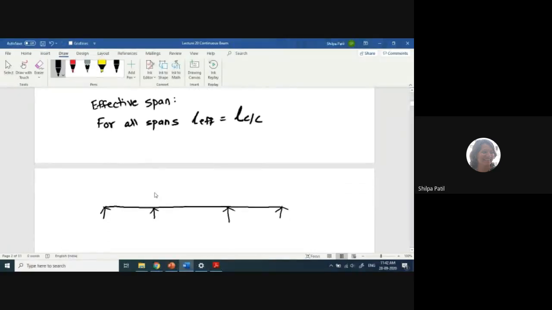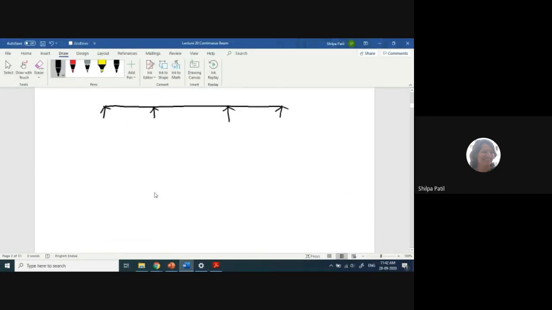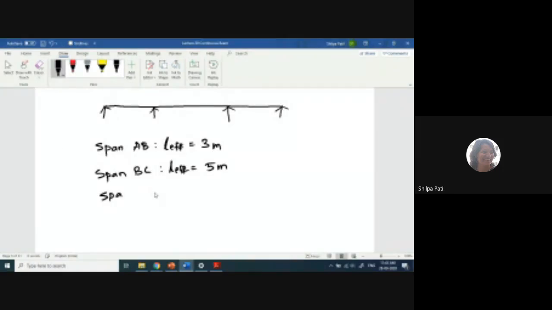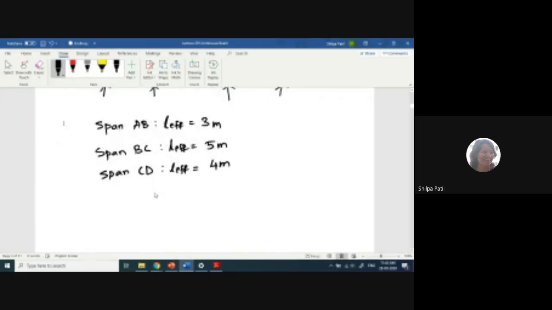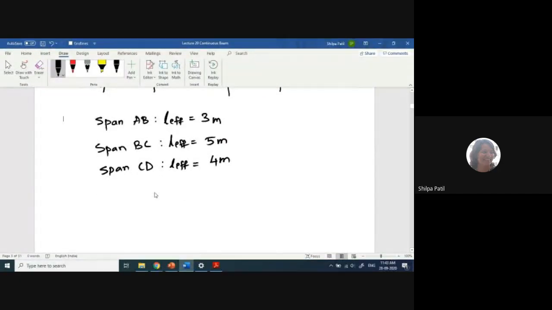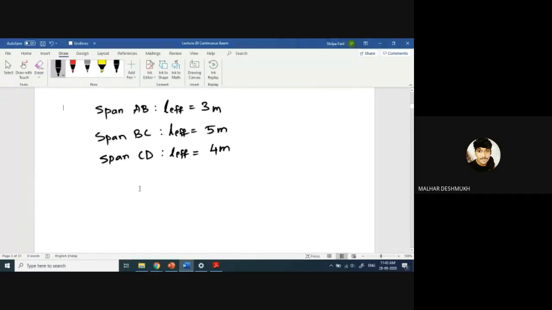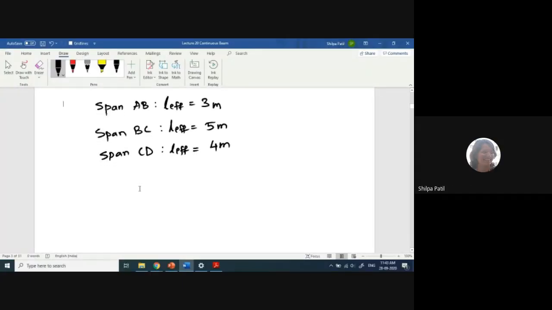Okay, so I will write down here: for span AB, L effective is 3 meters. For span BC, L effective is 5 meters, and for span CD, L effective is 4 meters. Okay. Is it clear to everybody? Yes, ma'am. Students? Okay.